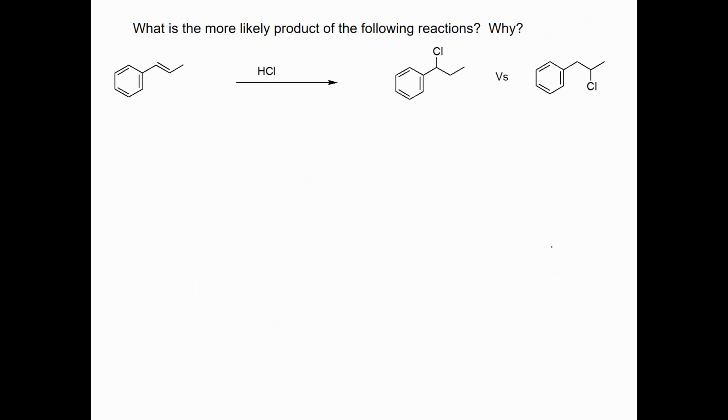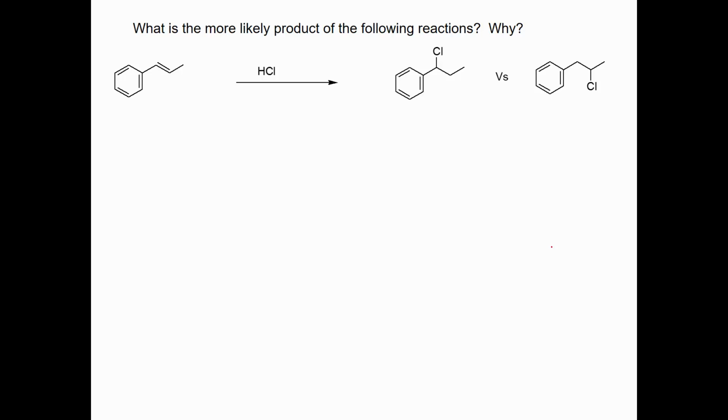This is actually identical to an exam problem a few weeks ago. And in that one, I told you that the benzene ring stabilizes a carbocation better than a methyl group, and asked you to just figure out which one you would get. I told you not to worry about why. Now we're going to look at why.